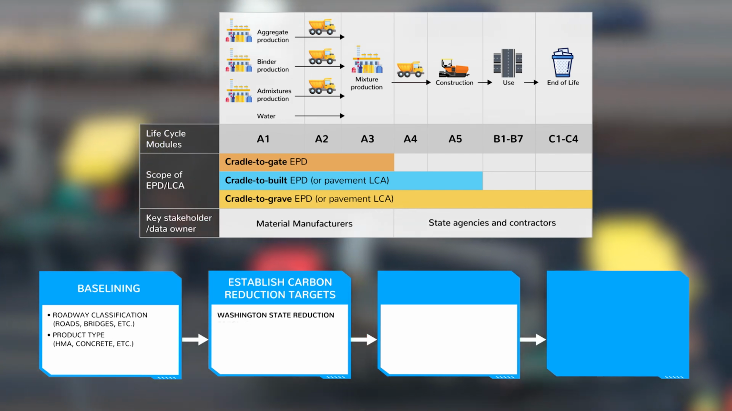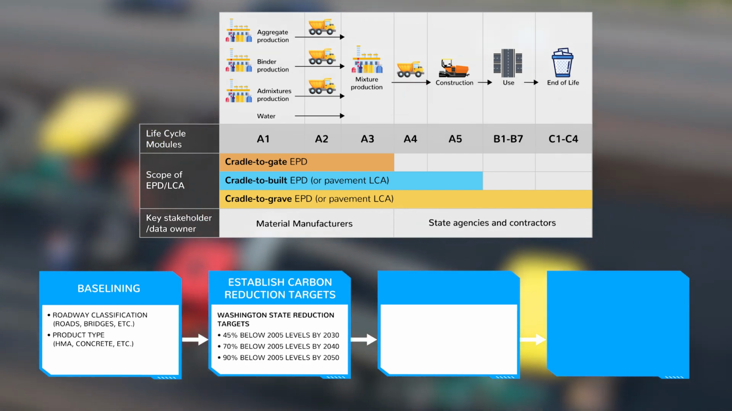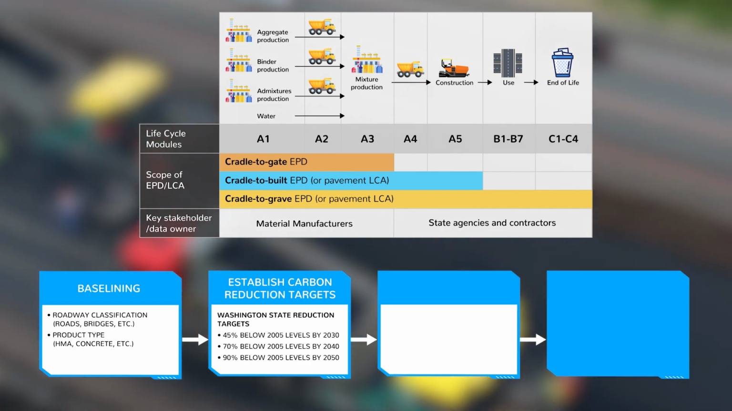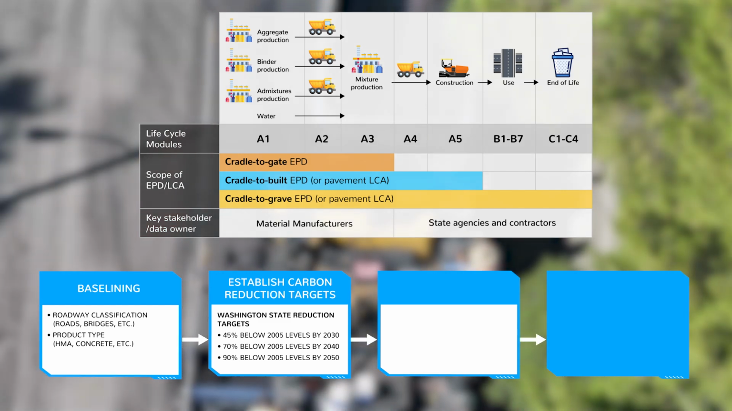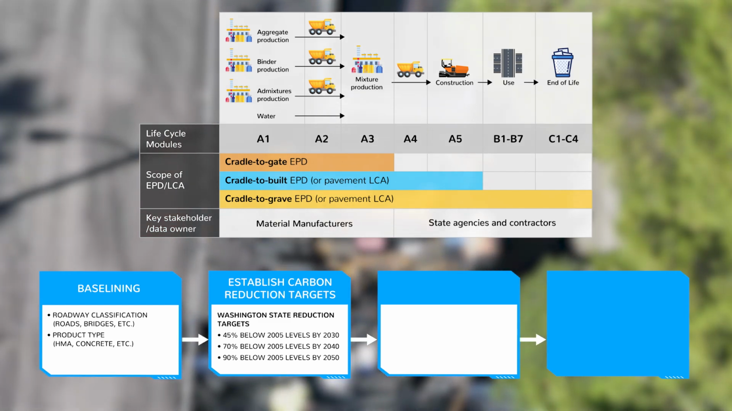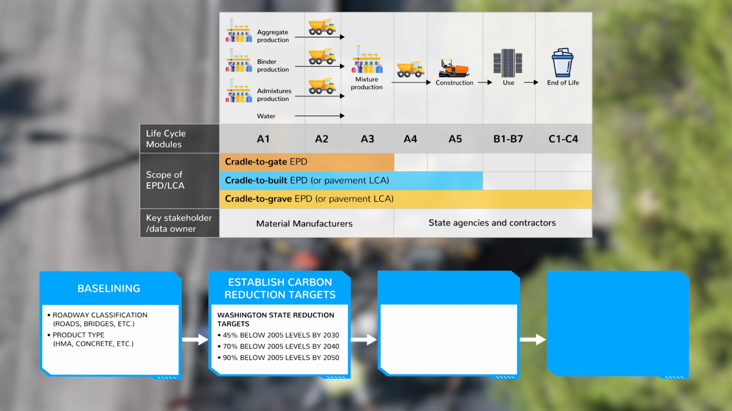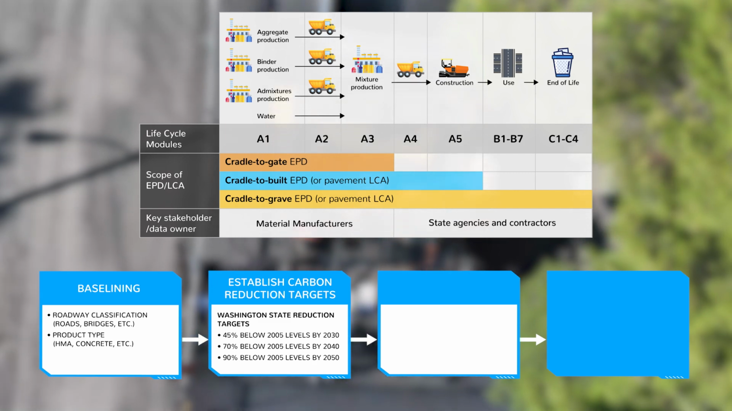Washington State, for example, has set the following goals using 2005 emissions levels as a baseline: 45% reduction by 2030, 70% by 2040, and 90% by 2050.